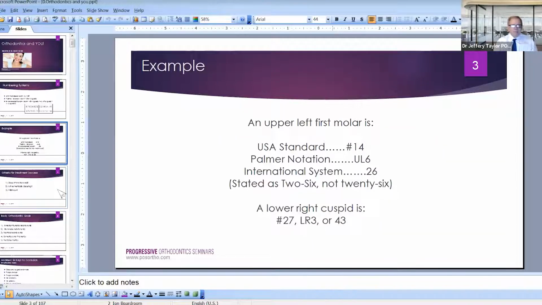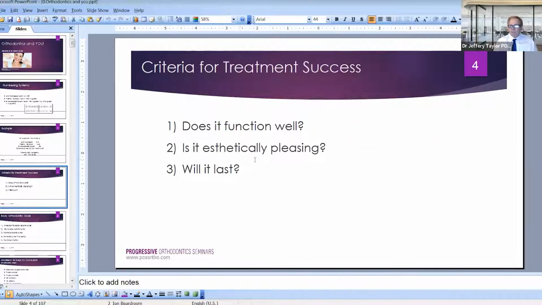Now, I don't care what aspect of dentistry we're doing, whether it's orthodontics or endo or perio or whatever it is, these 3 criteria must be met for the case to be successful. Obviously, does it function well? Can the patient eat and speak and do everything they need to do with their oral cavity? And is it aesthetically pleasing? In other words, is everybody happy with the way it looks and the aesthetics of it, especially the patient? And the third thing, perhaps the most important, is will it last?